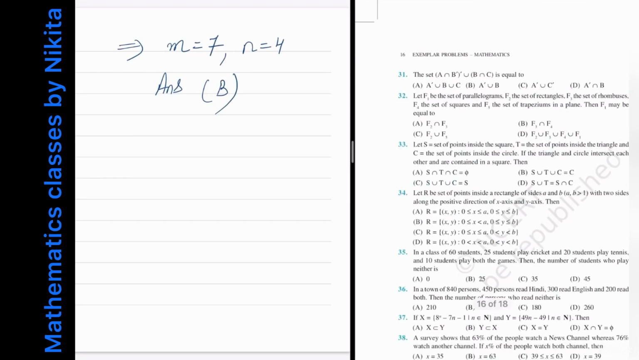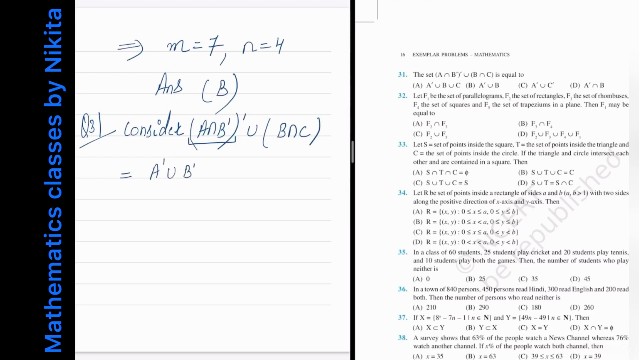Okay. Now let's do question number 31. The set (A intersection B complement) whole complement union with B intersection C is equal to. So you just have to simplify this. So consider (A intersection B complement) whole complement union with B intersection C. Now first of all, in this I am applying De Morgan's law. So this is equal to A complement union with B complement complement. Now put this into a bracket, union with B intersection C.